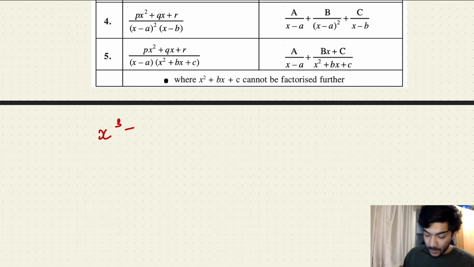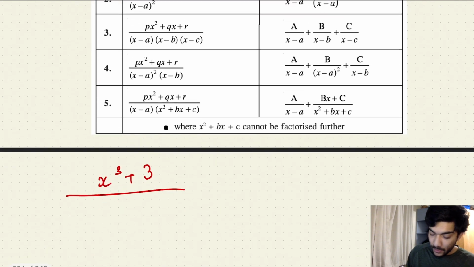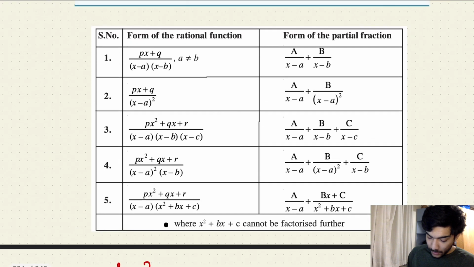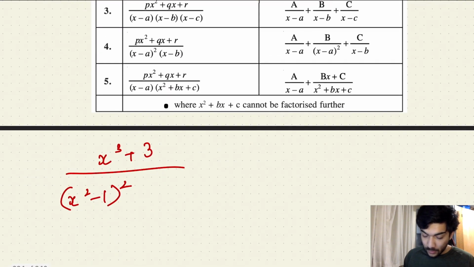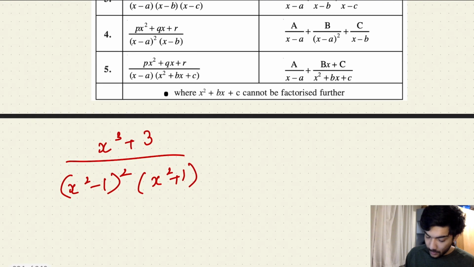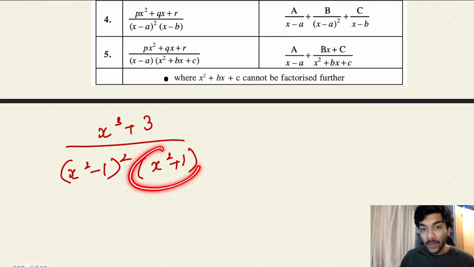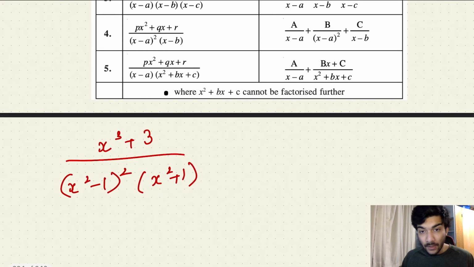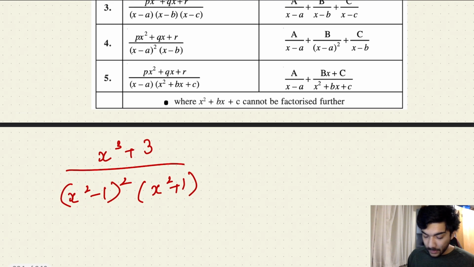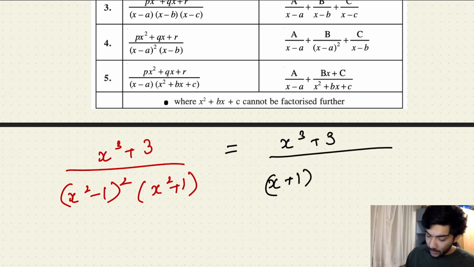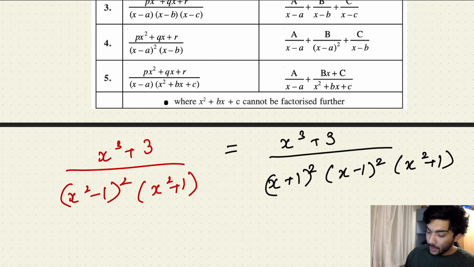So now let's write the expression first. Our expression is x cubed plus 3 divided by x square minus 1 whole square and x square plus 1 in the denominator, right? And you also see that x square plus 1 cannot be factorized further, because it does not have real roots. So now we'll first factorize this expression to the simplest extent possible, which would be simply x cubed plus 3 upon x plus 1 whole square, x minus 1 whole square, and x square plus 1, right? I just opened this x square minus 1 term.